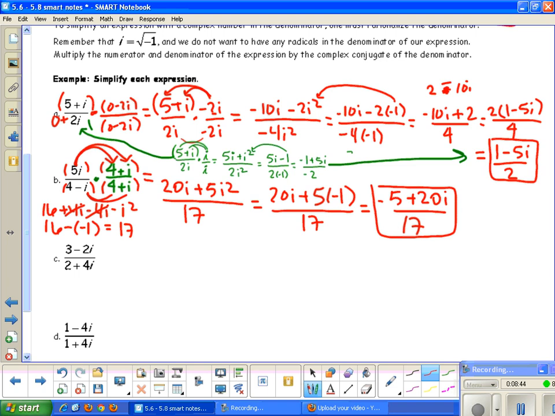So I would pause the video now and see if you can do C and D on your own, and then unpause it, and I'm going to work them out.